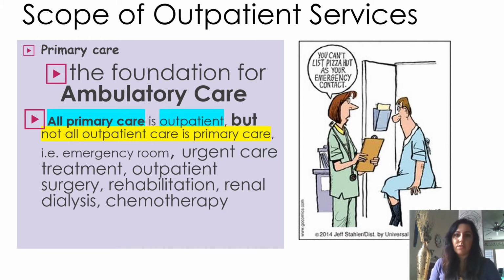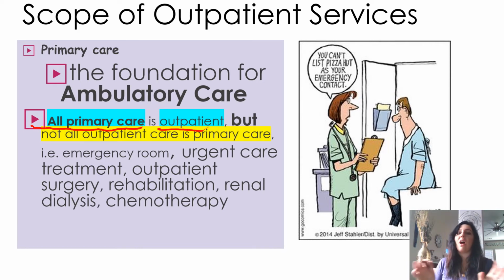Now, the scope of outpatient services. Primary care is one type of outpatient service. All of primary care is going to be considered outpatient, and the reason for that is because when you go see your primary care physician, they don't make you stay overnight in their medical practice, okay? No, they do not. They don't have beds, they don't have anything like that. They're not a hospital. So they would be considered outpatient. They are an outpatient service.